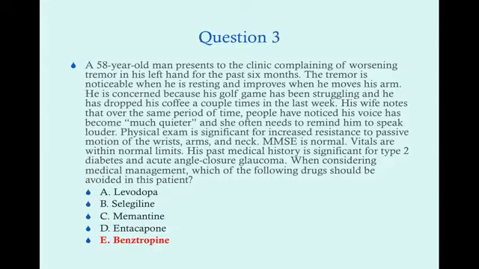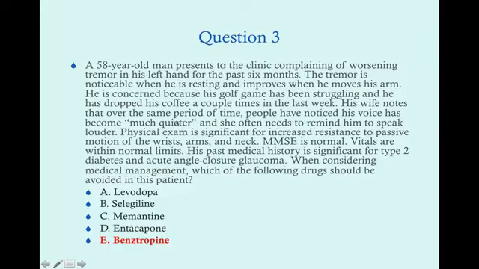Now, all of these drugs are used to a certain degree in patients with Parkinson's disease, which is this patient's diagnosis here. We know that this patient has Parkinson's disease because of his history. Obviously there's the tremor. This is a resting tremor. It's noticeable when he's resting and improves when he moves his arm.